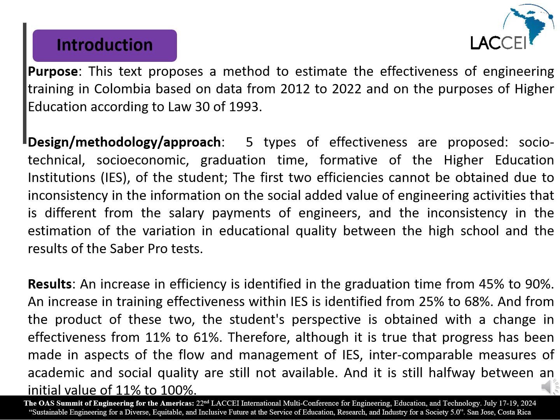The first two efficiencies cannot be obtained due to inconsistencies in the information on the social added value of engineering activities, which is different from the salary payments of engineers, and inconsistencies in the estimation of the variation in education quality between high school and the results of the national tests.